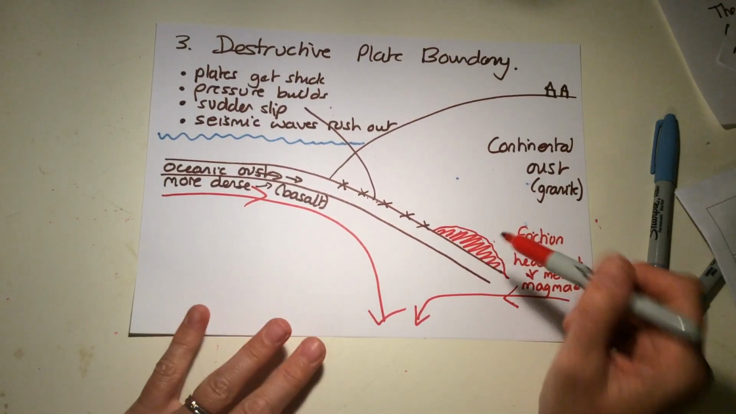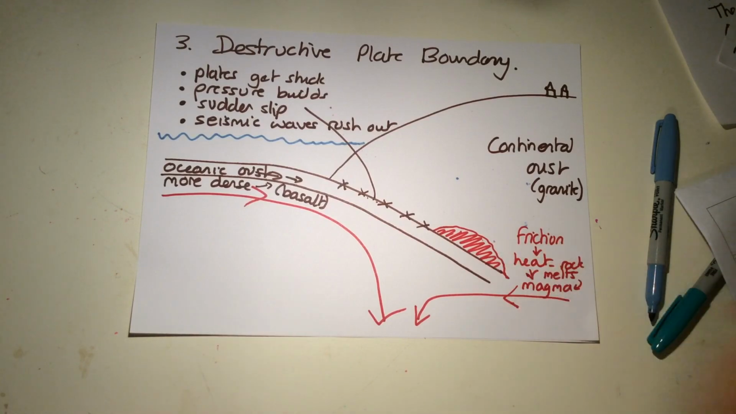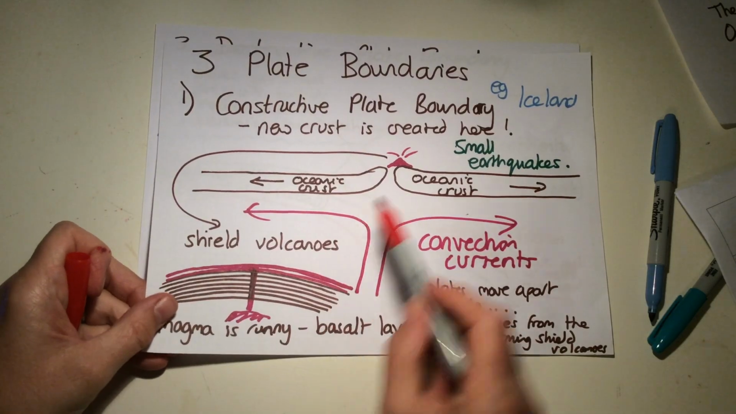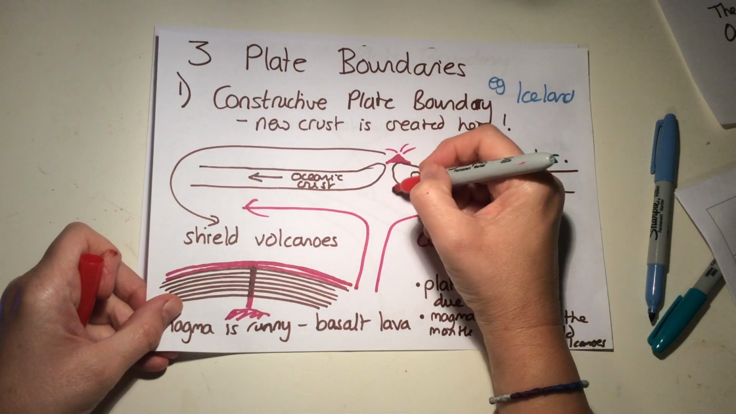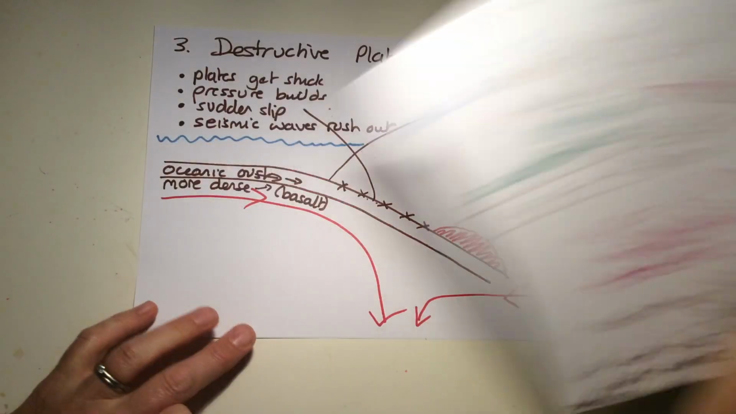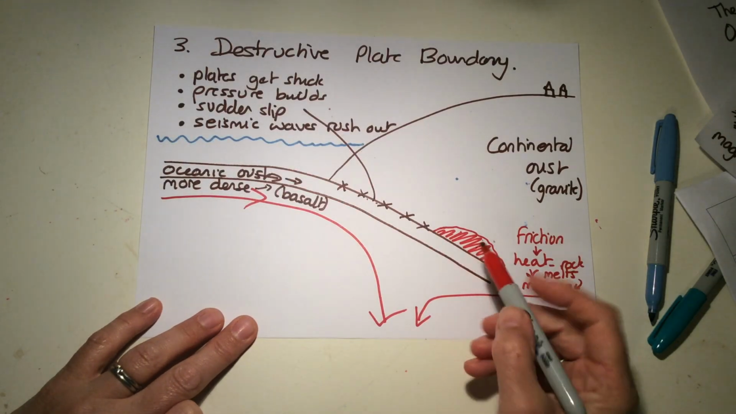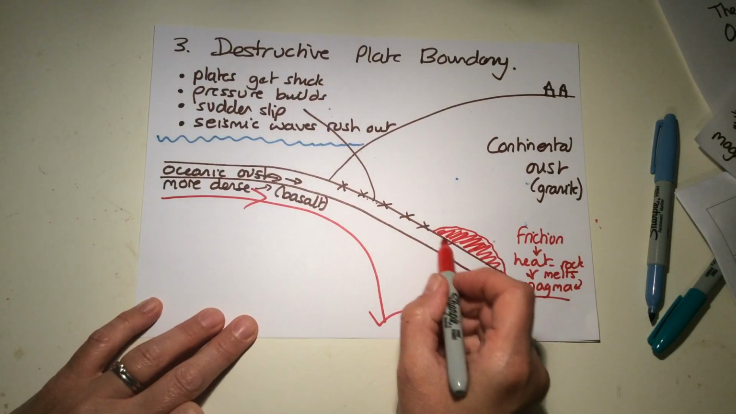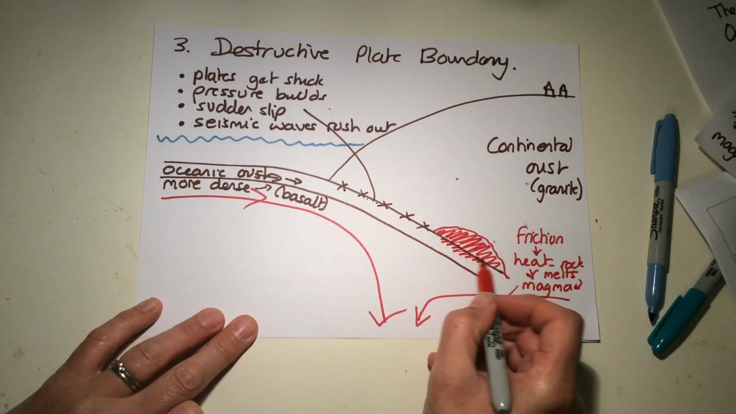This magma is really different to the magma we talked about at the constructive plate boundary. If you remember, this magma was rising up from the mantle. So it was supplied by the mantle. This is not coming from the mantle. The mantle's down here underneath the crust. This magma is a bit of melted oceanic crust. It's a bit of melted continental crust.